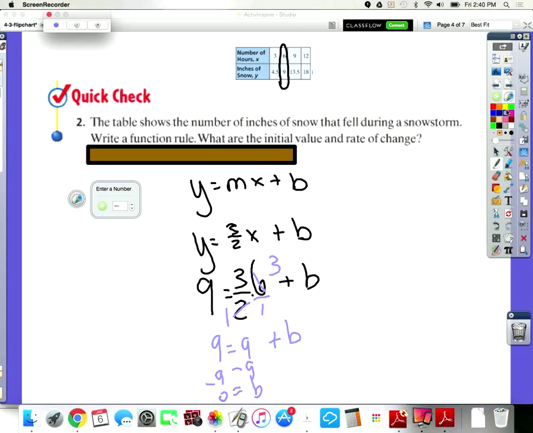Okay, so my final equation is y equals 3 over 2x plus 0. But I don't have to write plus 0. I could also write this as a decimal. Since it is inches of snow, it's weird to think about 3 over 2 inches of snow every hour. So instead, it would be better to write this one as y equals 1.5x. That might make more sense.